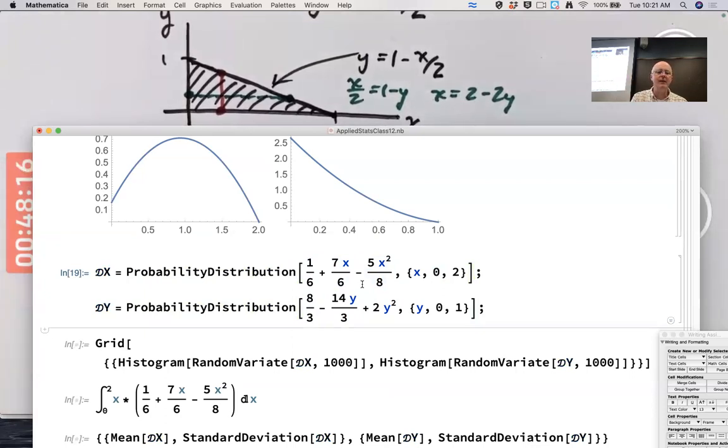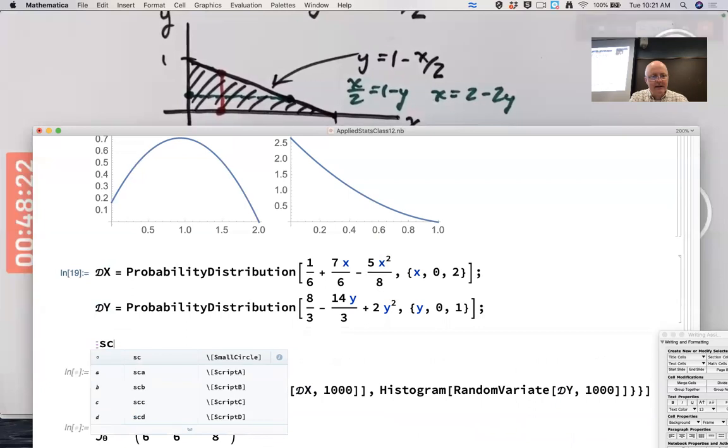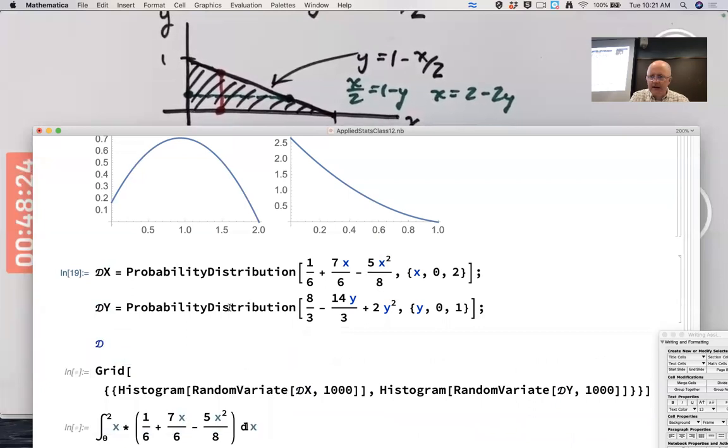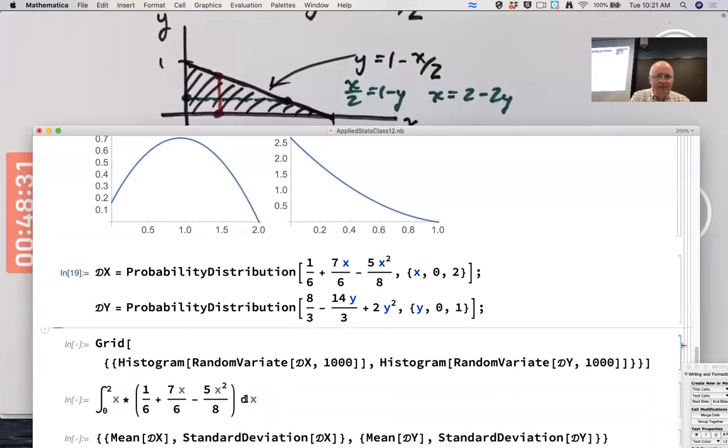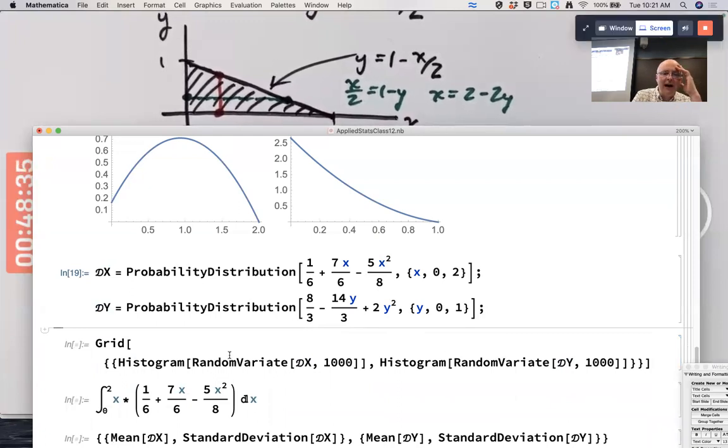By the way, you might be wondering, where did I get this curvy D? If you do escape, SCD, escape, it makes a cursive D. You can just copy and paste it if you want. Seemingly it didn't do anything, but it did.